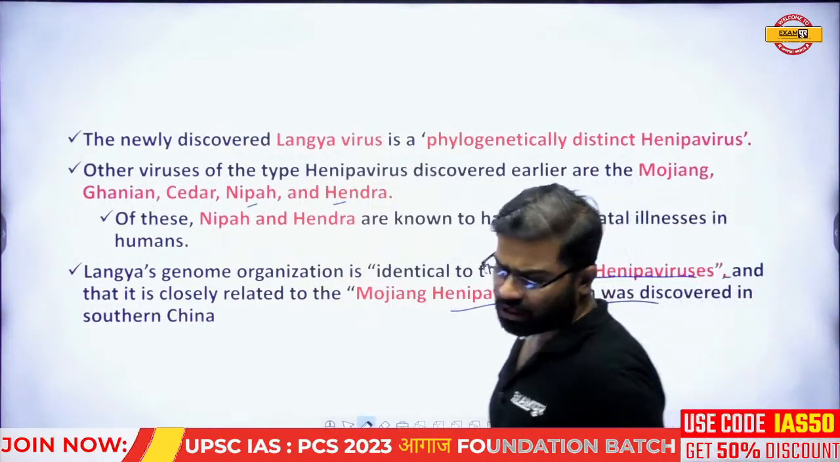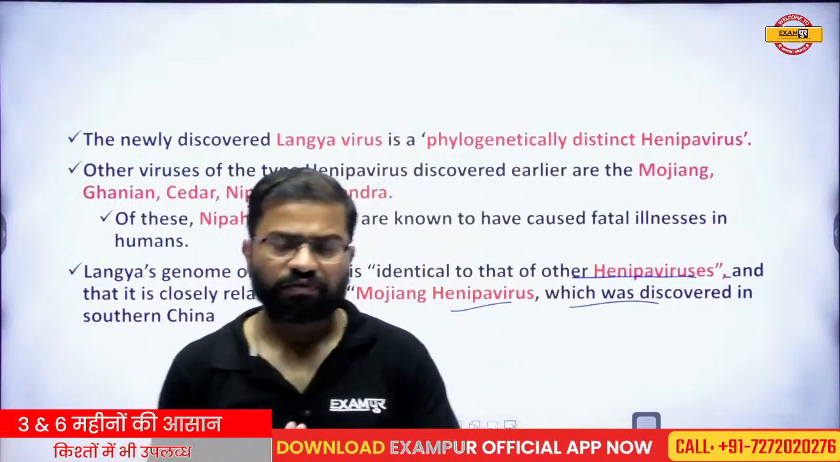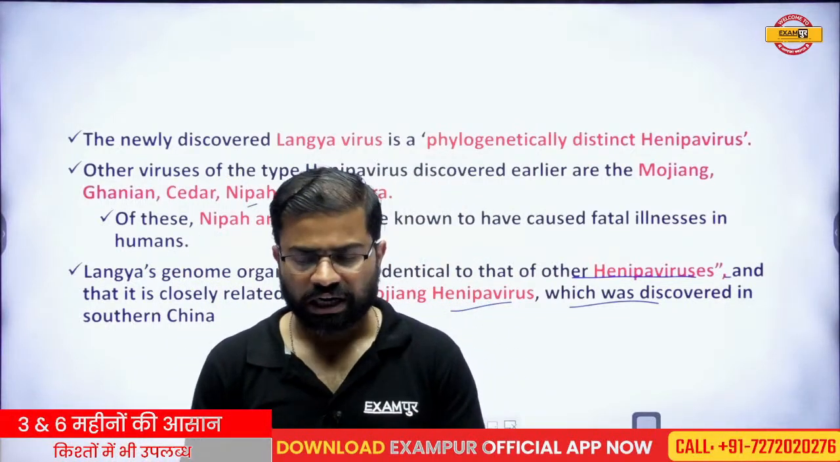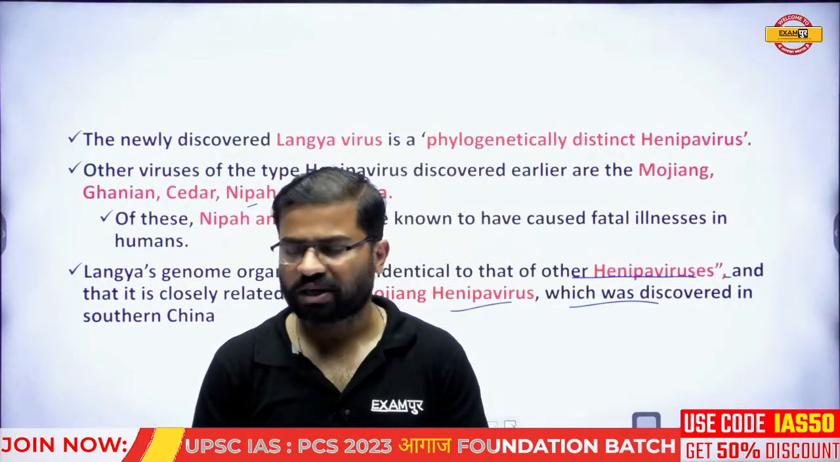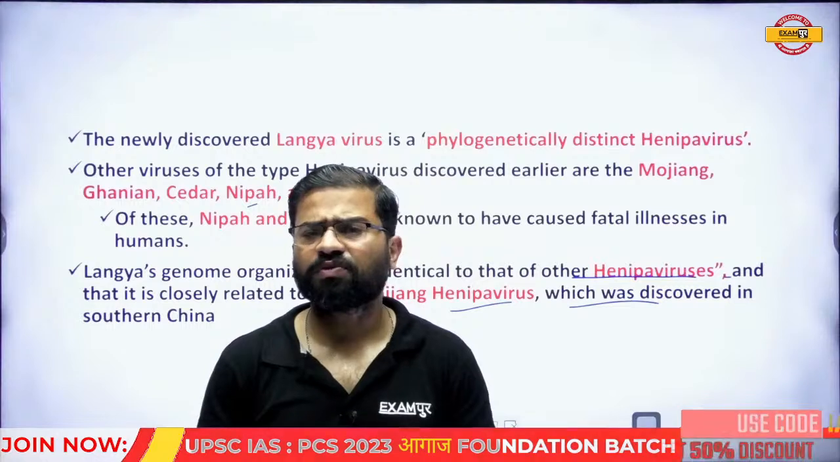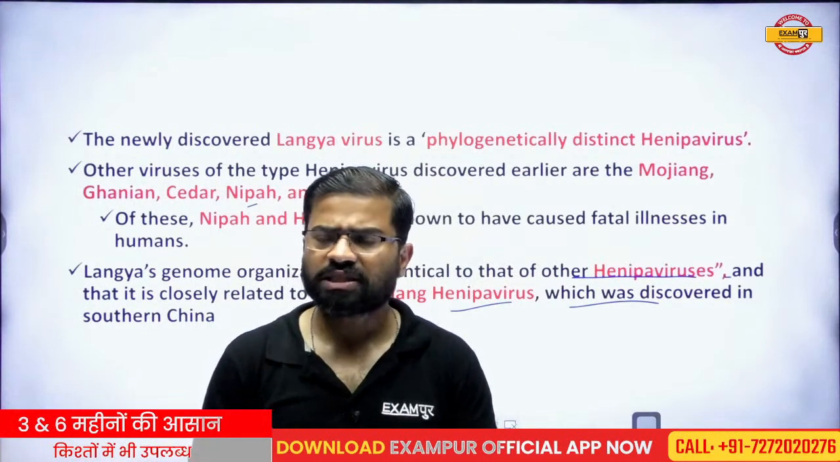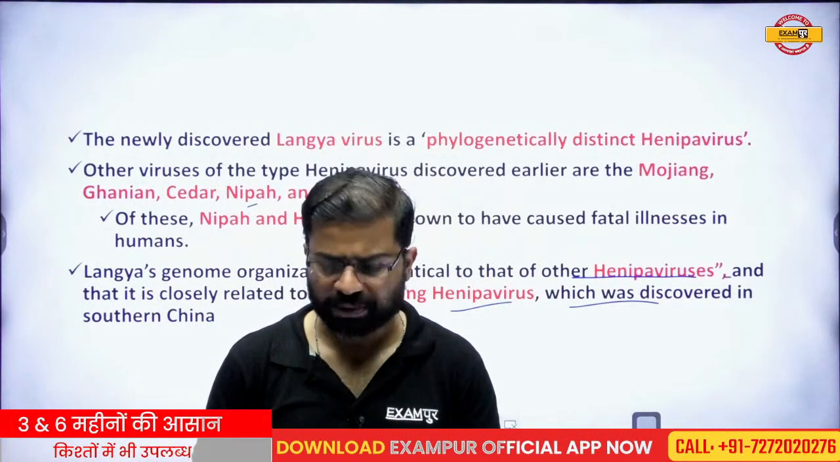Langya genome organization is identical to that of the hantavirus, and it is closely related to Mojiang hantavirus, which was discovered in southern China. So what we have to remember about Langya virus: first of all, it falls under biosafety level 4. That means it is more severe than the COVID virus. Apart from that, it has genetic material of single-stranded RNA, negative orientation. That means it has a higher possibility of getting mutated.